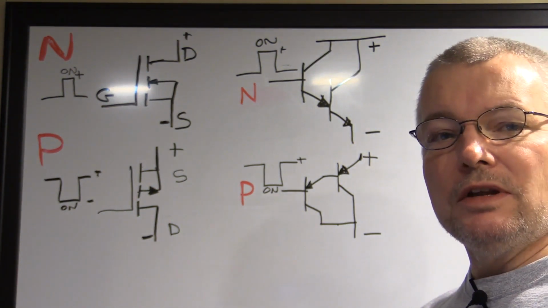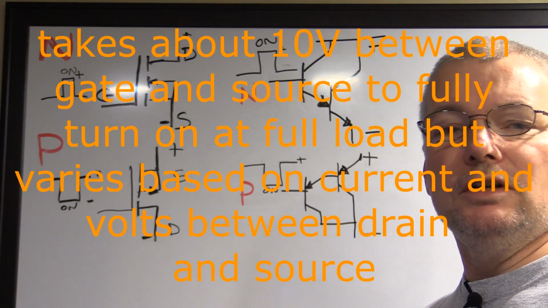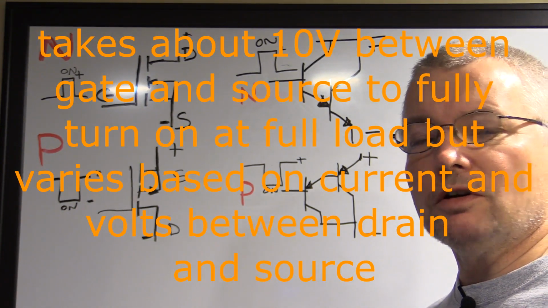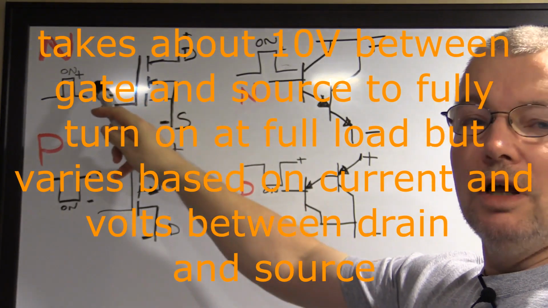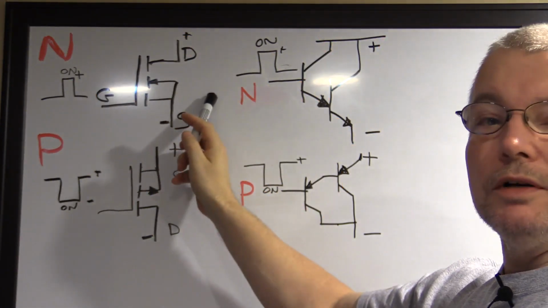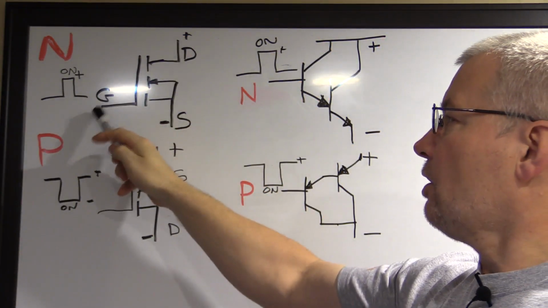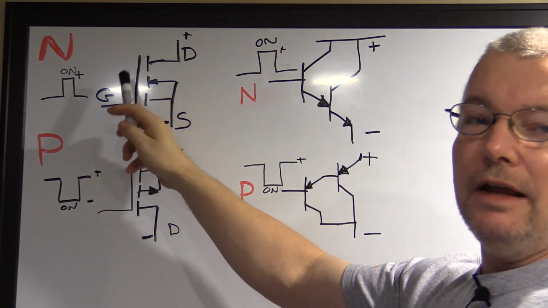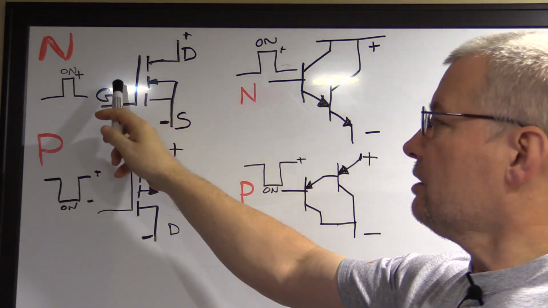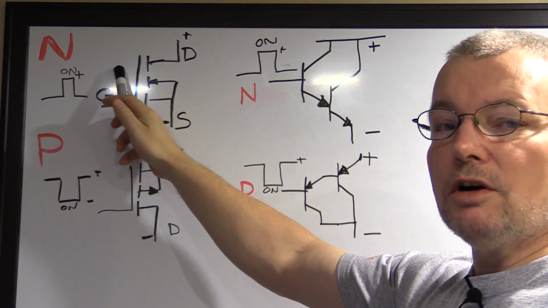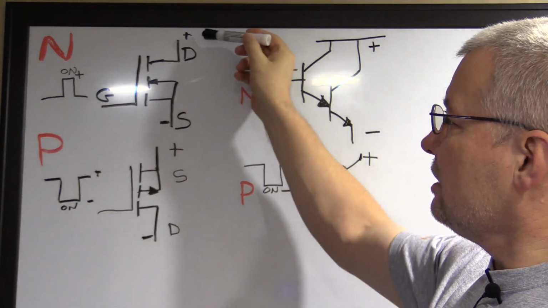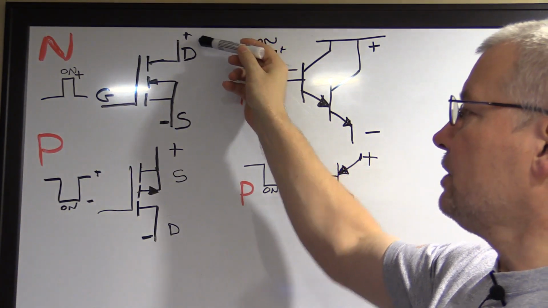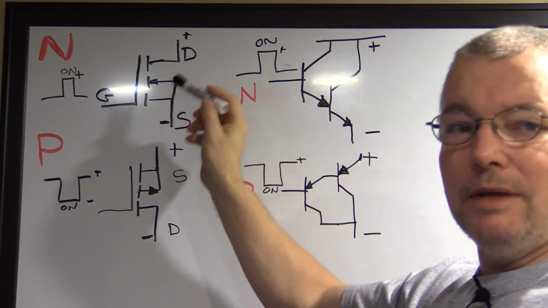As I say, it depends on the type of MOSFET you've got, and you need to refer to the specifications to be sure, but there's a limited range where you can actually have control of the MOSFET's output. Below the threshold, it's turned completely off, and if you go up a couple of volts beyond that threshold, it's typically turned fully on. Now, there's a little bit of dependency between how many volts there are between the drain and the source, but that's pretty much how it works.